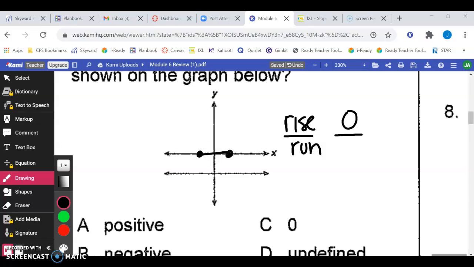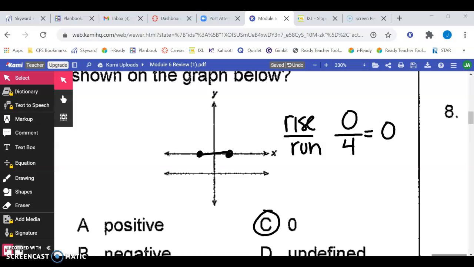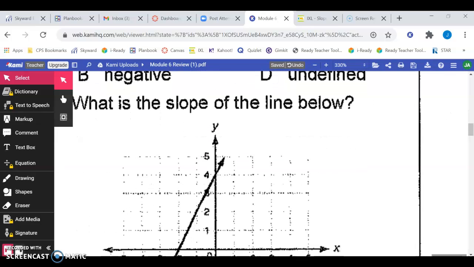And then it's not numbered, so I'm going to estimate I'm going to run about 4. And 0 divided by 4 is 0. So anytime you have a 0 on the top, the answer will be 0. If you got 0 for your run, that is where our answer would be undefined. You cannot divide by 0.